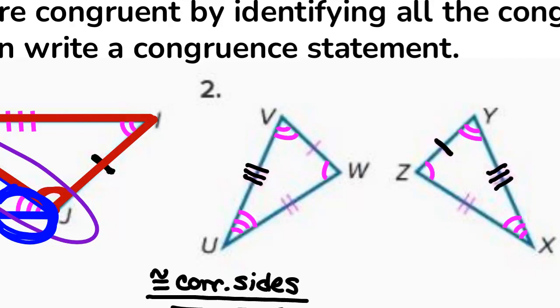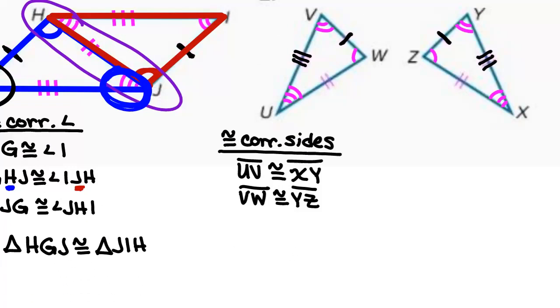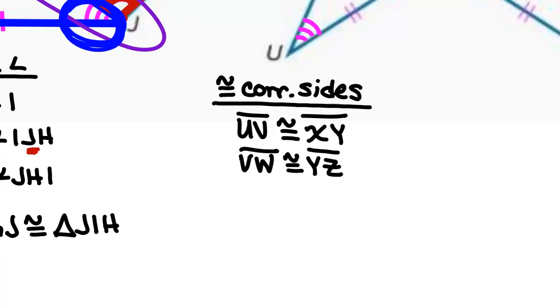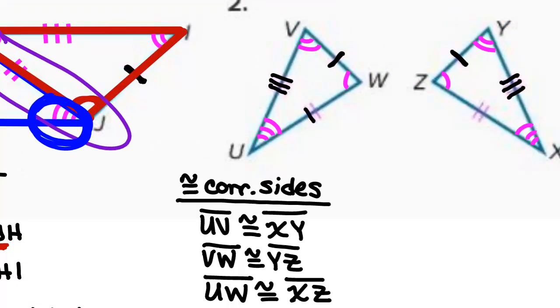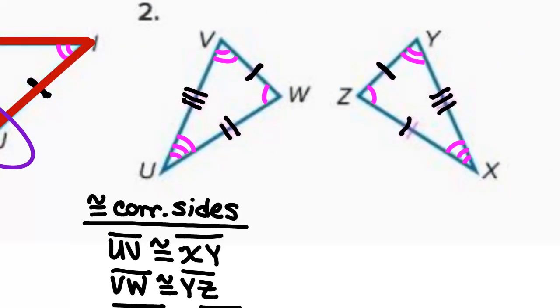YZ has 1 congruence mark on it. VW has 1 congruence mark on it. And what would be my last pair of corresponding congruent sides? UW and XZ. UW is congruent to XZ. 2 congruence marks in that spot on both triangles.